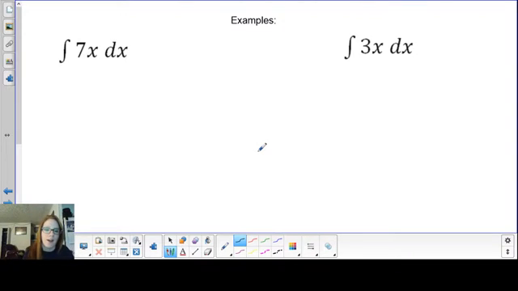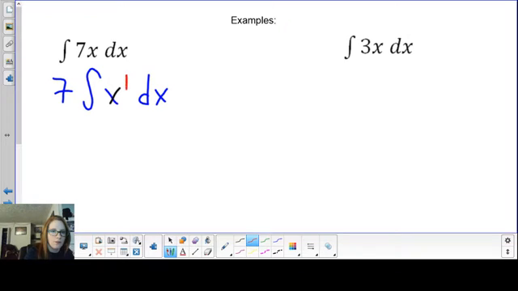I have that 7 times my x. So what I can do is I can take out my 7. Now I have the integration of x dx. Well, x is simply x to the first. So I have 7 times x to the, well, this is x to the n, so that's 1 plus 1 divided by 1 plus 1.